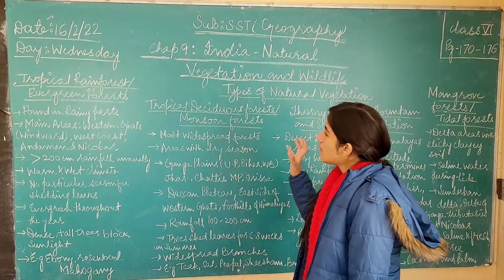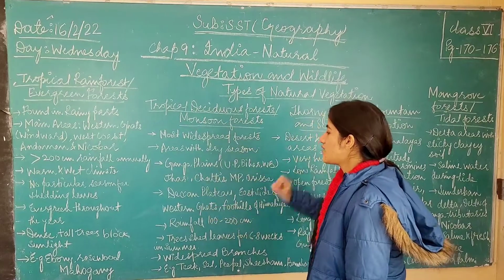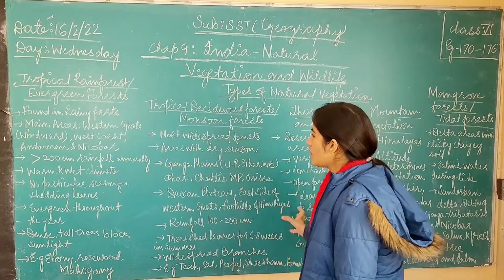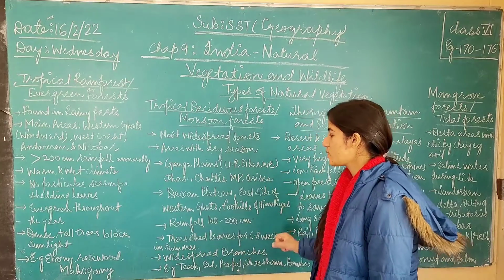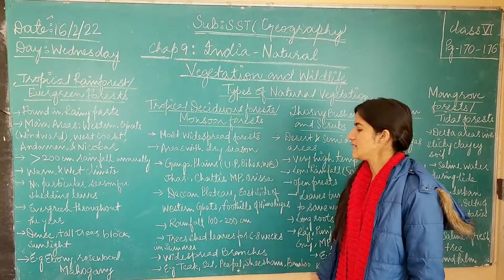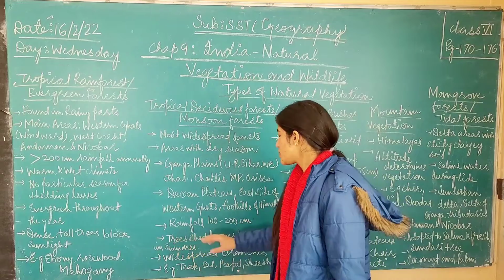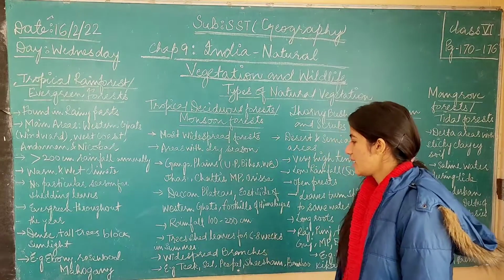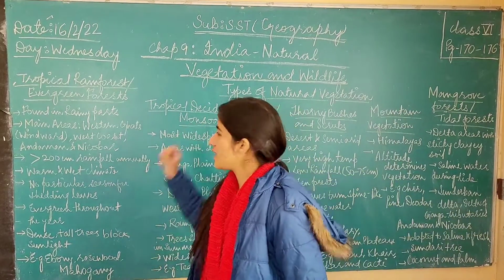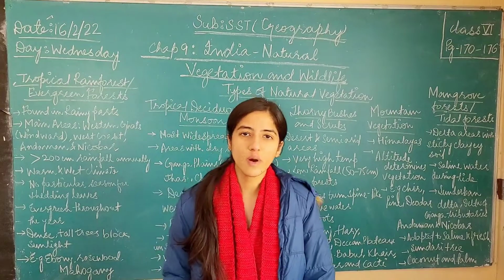Then, what is the amount of rainfall that this forest receives annually? The rainfall that the tropical deciduous forest receives annually is 100 to 200 centimeters. Then, trees shed leaves for 6 to 8 weeks in summer. In the summer season, the trees in the tropical deciduous forest shed their leaves for about 6 to 8 weeks.